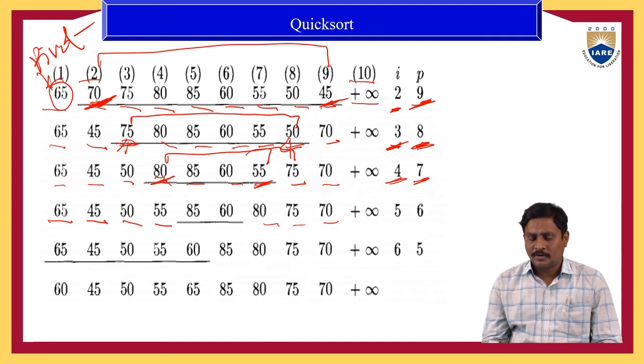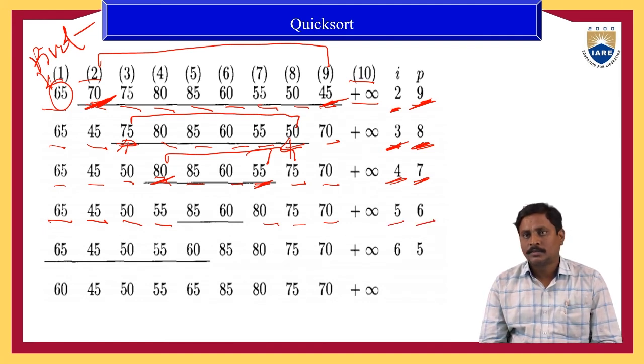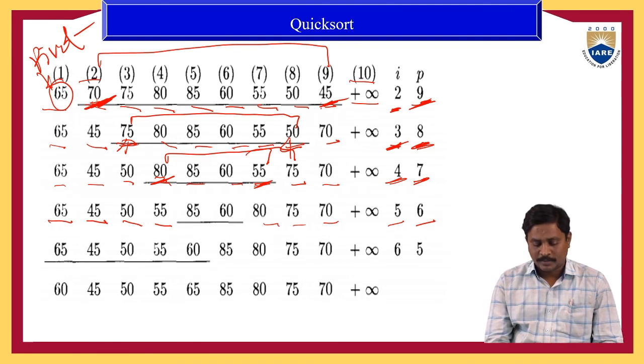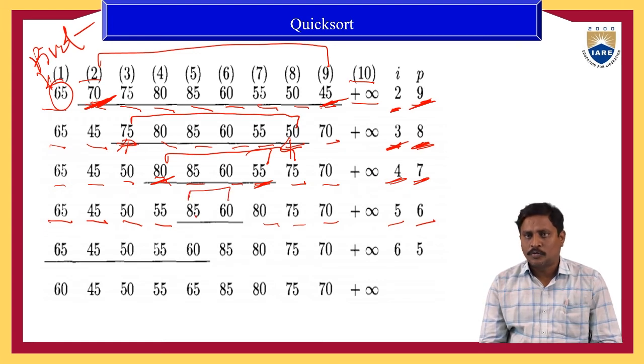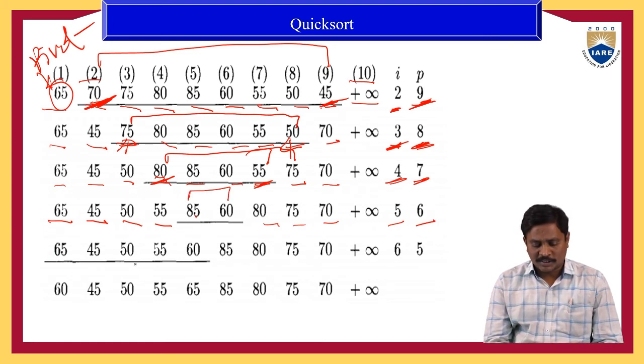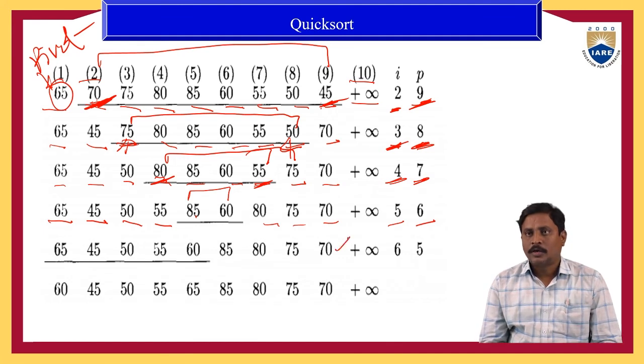Now increase I value to 5, decrease P value to 6. Compare again the fifth and sixth position values. 85 less than 60? No. Interchange those two values, and after interchanging, we get these values. Now increasing I value to 6, decreasing P value to 5.